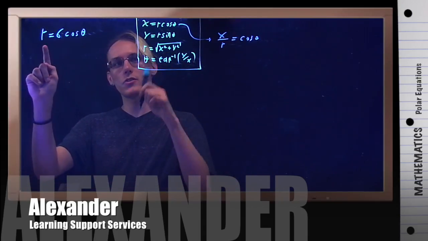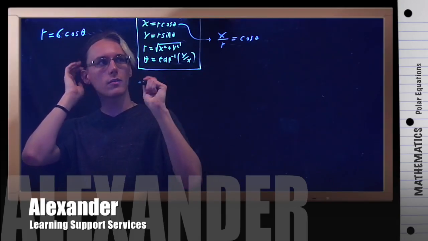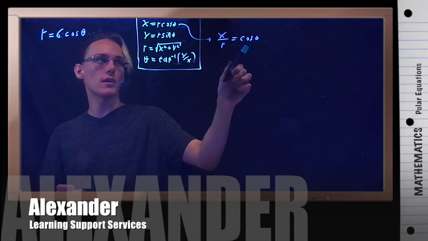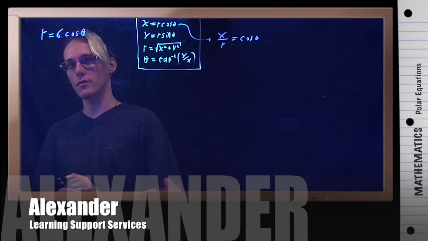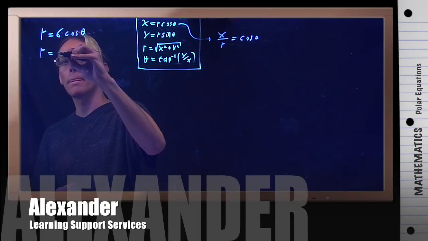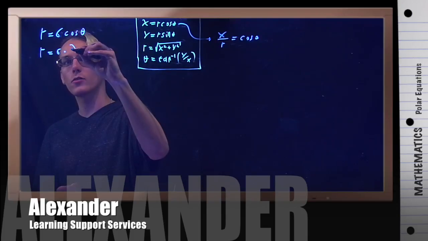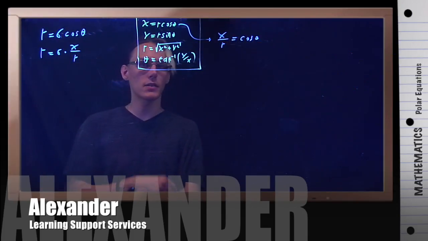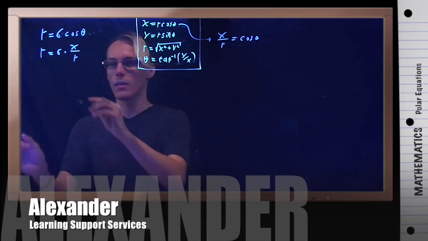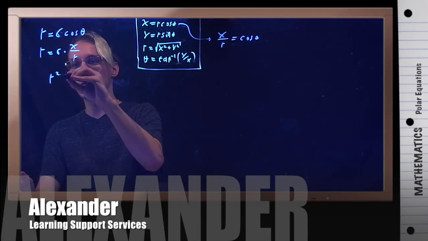So here's what I'm going to do. I'm going to hold off on substituting in the r. I'm only going to substitute the fact that cosine of theta is equal to x over r. Bear with me, it will make sense. So then r is equal to 6 times x over r. Well, this is cool because now I can multiply both sides by r, and that gives me r squared is equal to 6x.